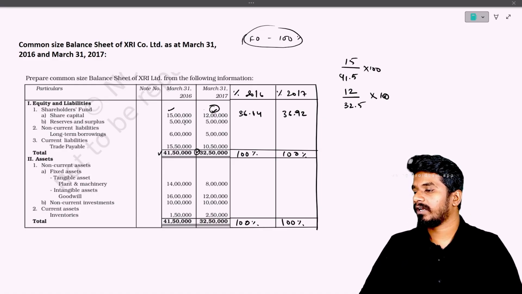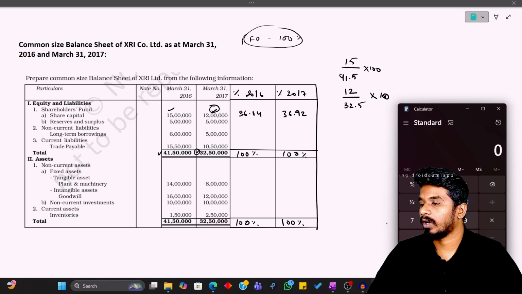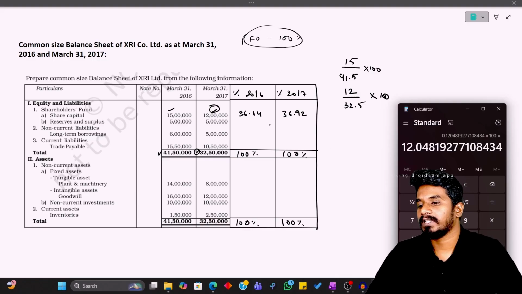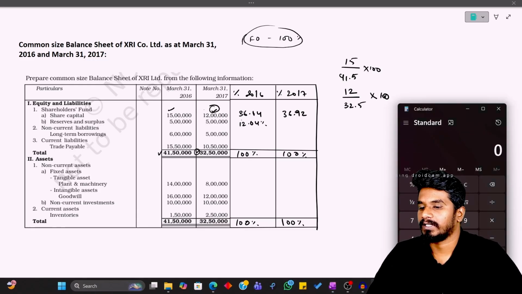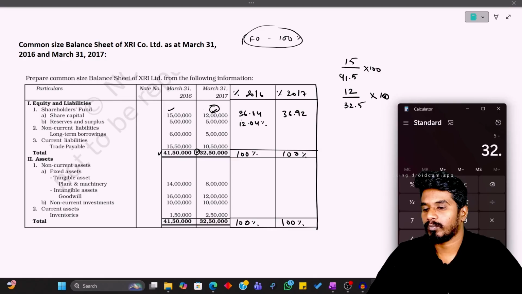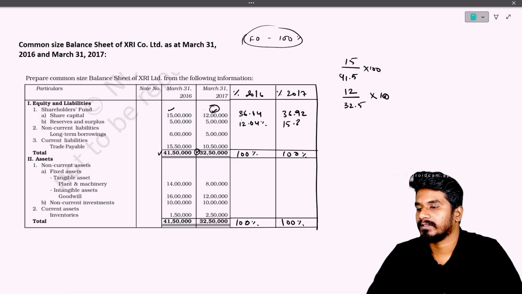Next, 5 divided by 41.5. Quickly we'll calculate. You understood the game, right? 5 divided by 41.5 into 100 equals 12.04 percent. And again for 2017, 5 lakh divided by 32.5 into 100 is 15.38. Again 5 divided by 32.5, same answer, 15.38.